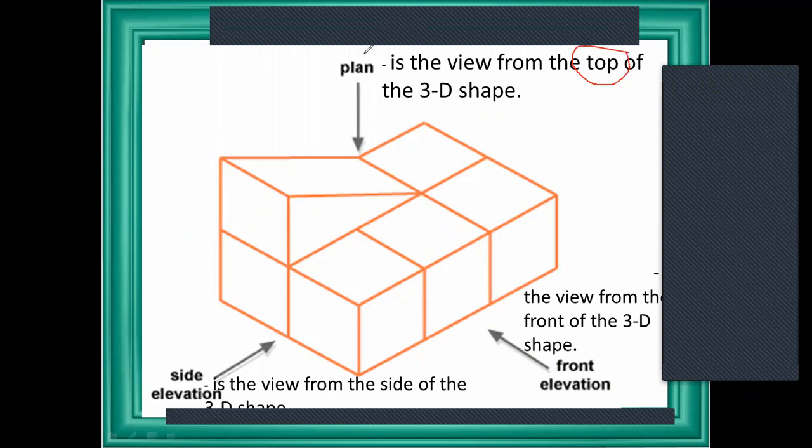Now, if you are asked how many squares and rectangles there would be in this shape if we look at the top? Plan is looking at the top. Now, try to figure out this shape. You are at the top. So how many squares can you see, and how many rectangles?